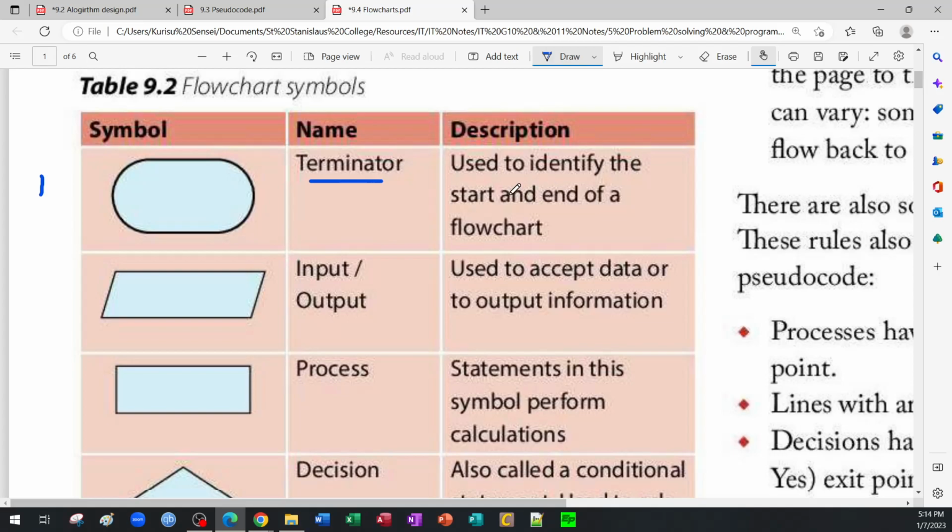What is this terminator used for? It's used for identifying the start and the end of our flowchart. So let's compare that to our pseudocode, which you would have covered.